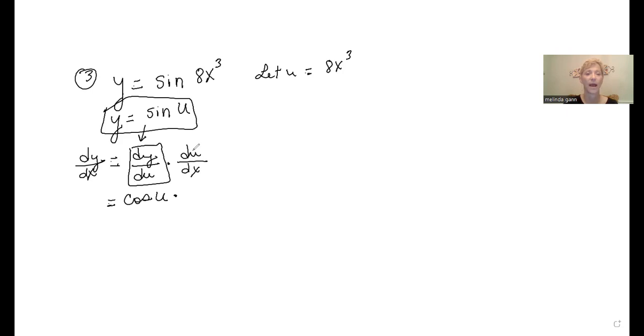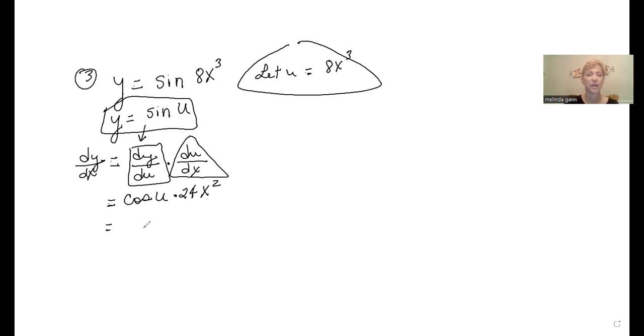Times, all right, where do I have u's and x's together? Right here, that's where I have u's and x's together. So I take the derivative of that. Well, what's the derivative of 8x cubed? Power rule says the 3 comes down. So 8 times 3 is a 24. And then x stays x, and the power decreases by 1. So that's going to be a squared. Okay, can't really clean much up.